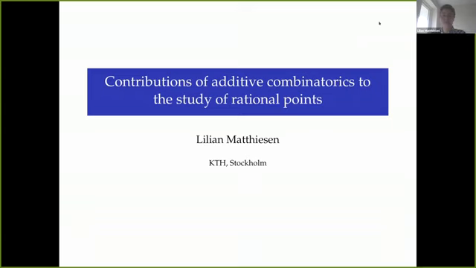I will focus here on results that have been achieved with input from additive combinatorics. Before I speak about any of the results about rational points, I would like to provide some background on additive combinatorics, and give an overview of the type of results from additive combinatorics that turned out to be relevant to this area. I will survey at least some of the developments within additive combinatorics that led to those results.